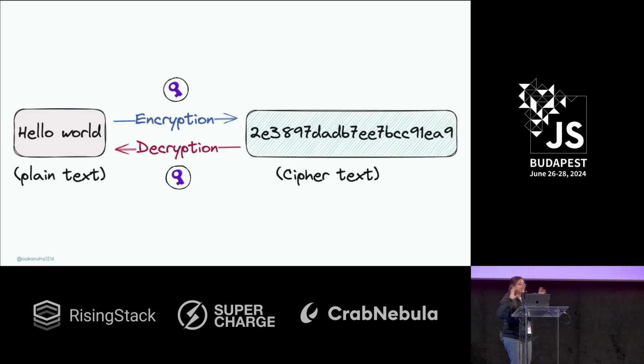So what exactly is encryption in simple words? You take a plain text, lock it with a key, get some gibberish, unreadable text, which is a ciphertext. That's encryption. Take the ciphertext, unlock it with some key, and you get back the original plain text. So this is encryption and decryption in very simple words.